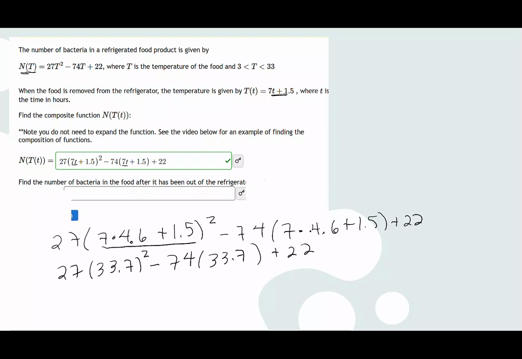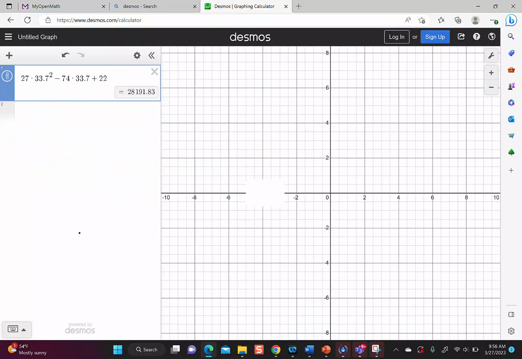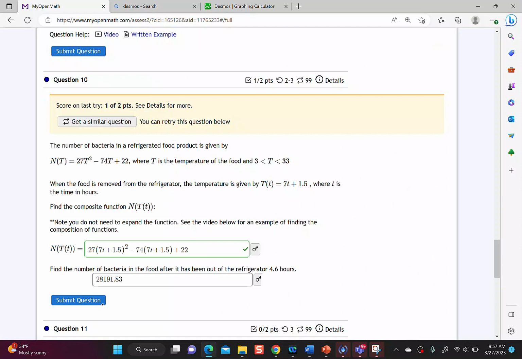So I'm just going to throw all of this in my calculator right now, and I see it gives me 28,191.83. I'm going to put exactly that into MyOpenMath. So this says the number of bacteria will be 28,191.83. Let's submit it to see that we got it right. Make sure you put the number in exactly, that you give exact answers. If your homework says the number of decimal places to round to, then make sure you use that as a guide as well.